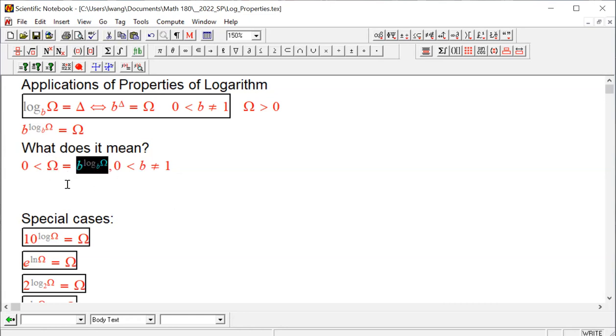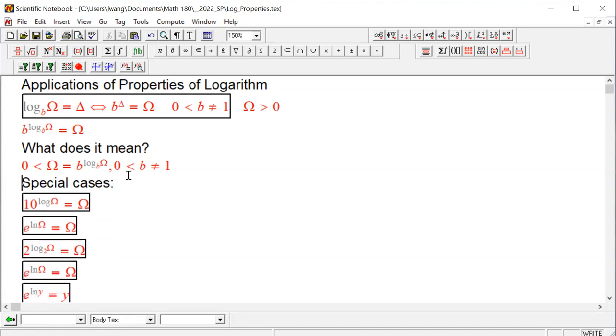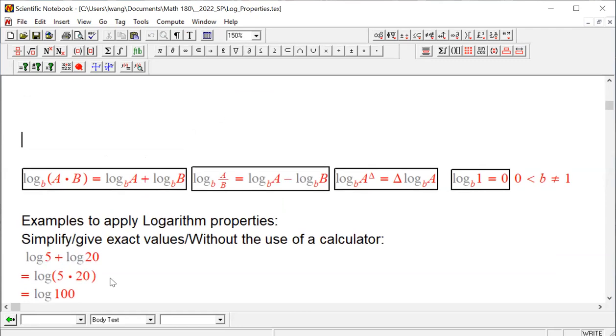I know that's a lot to digest. Okay? In special cases, say omega, if base 10, then omega can be represented as 10 to a certain power. Omega can also be represented with e to a certain power, and omega can be represented with base 2 to a certain power. You see, omega can be represented in all these different forms by different bases. You choose the base, right?